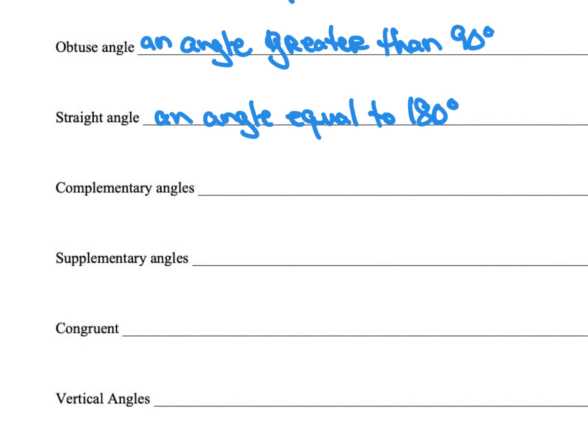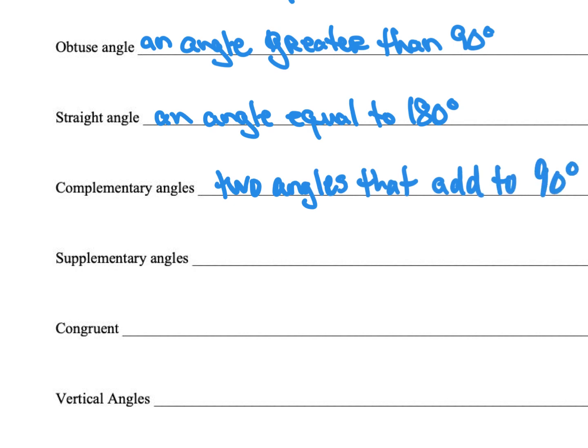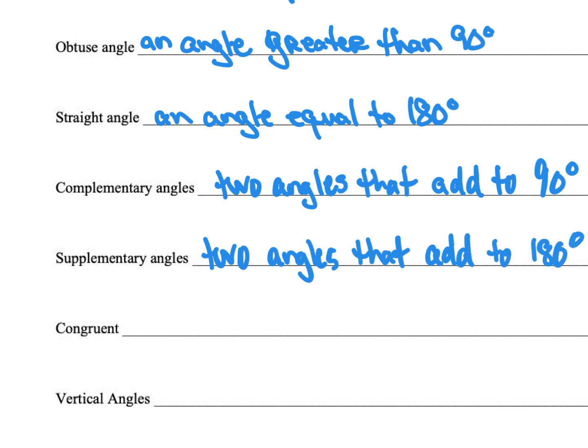Complementary angles are two angles that add to 90 degrees. Supplementary are two angles that add to 180 degrees. Congruent, we talked about, is the same measurement.